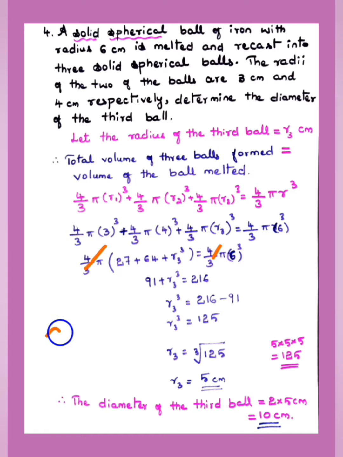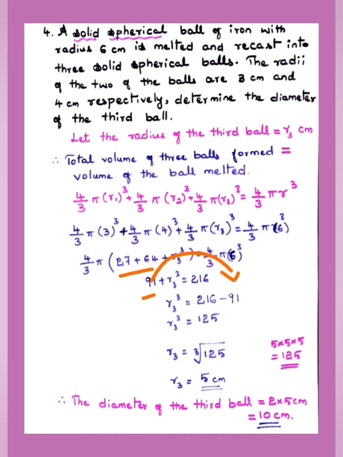3 cube means 3 into 3 into 3. 3 3s are 9, 9 3s are 27, and 4 cube, 4 you have to multiply 3 times, that is 64, plus r3 cube, which is equal to 6 to the power of 3. So 6 to the power of 3 gives us 216, and adding all this gives us 91, and we need the value of r3 cube. Therefore you shift this 91 to the right side, it becomes minus 91. 216 minus 91 is 125.